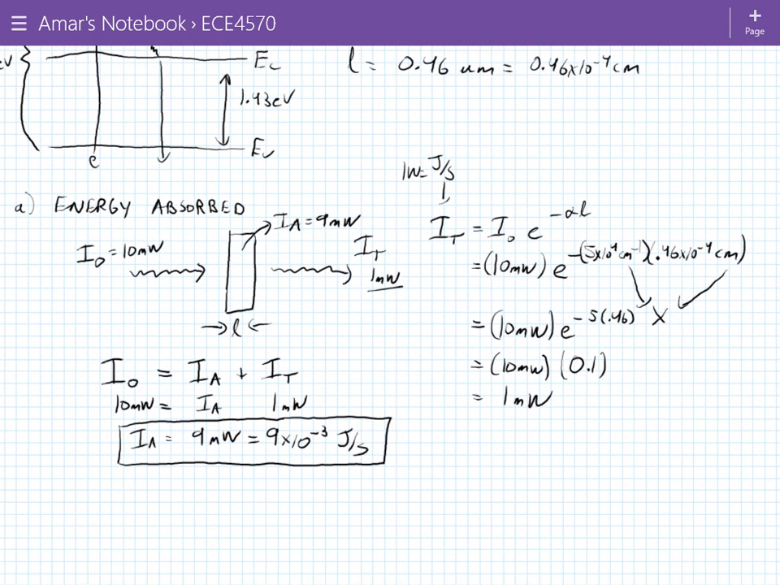Any questions about the first part of the problem? Would 9 milliwatts be acceptable on the exam, or do you want it in scientific notation? Yeah, 9 milliwatts is fine.